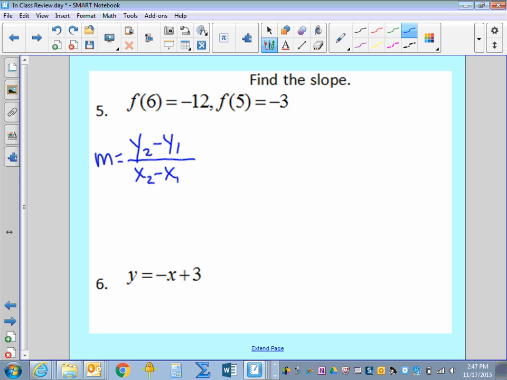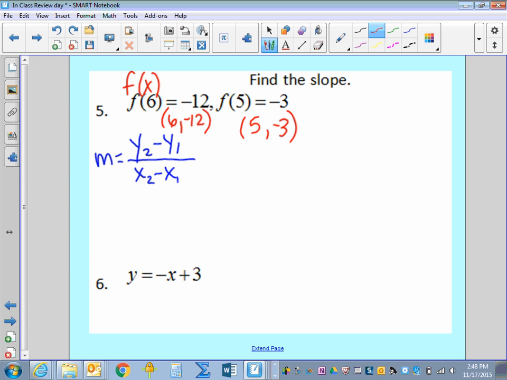Okay, so the ones in the parentheses are your x's? Yes, the one in my parentheses is my x, f of x. So it means that 6 is my x, it goes on the bottom, and negative 12 is my y. Which one is your y? 5 is my x, what it's equal to. Negative 3. Negative 3 is your y. But we have to subtract them. f of x is just the same thing as y. So that's cool. So we subtract them.